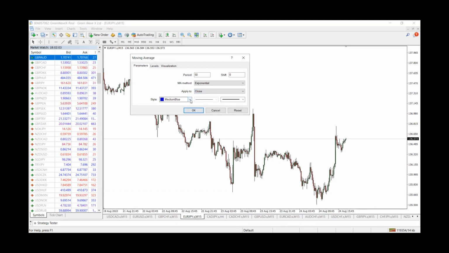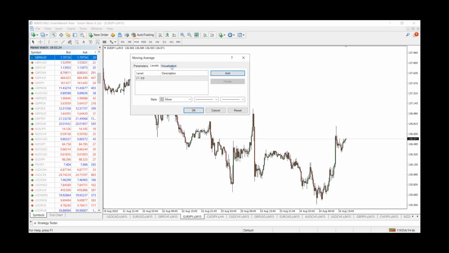And then you can choose the color. Blue is nice. You can choose how thick you want the line to be. So let me use this one. Okay, that's the second level. And you can go to levels. What do you want to add?